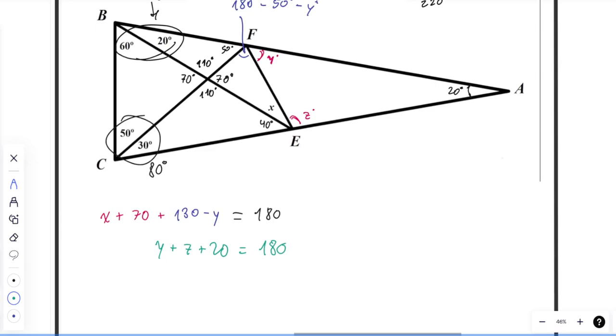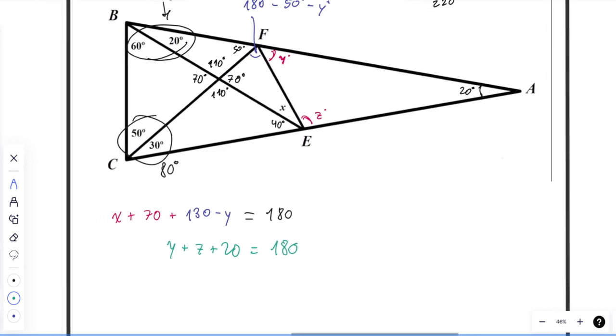Well, since I have three variables, I need another equation here. And what I could do is this bottom row right here: x plus z plus 40 equals 180. Right? We're not just going to utilize the triangles, but also the fact that any angles lying on a straight line must sum up to 180.